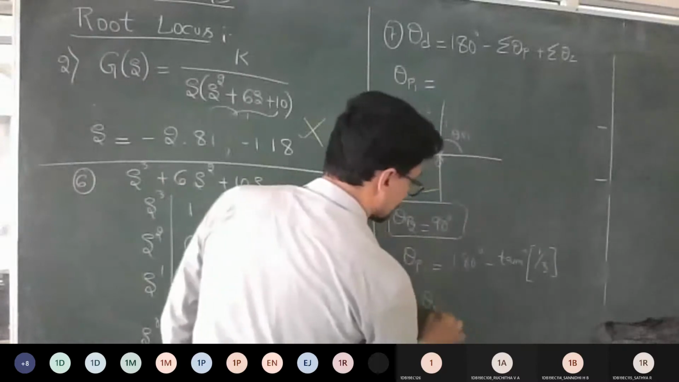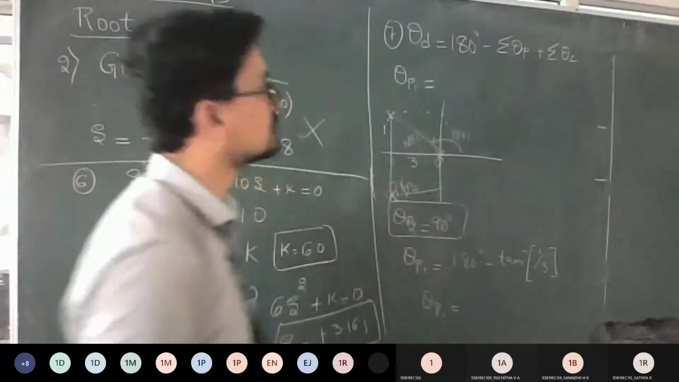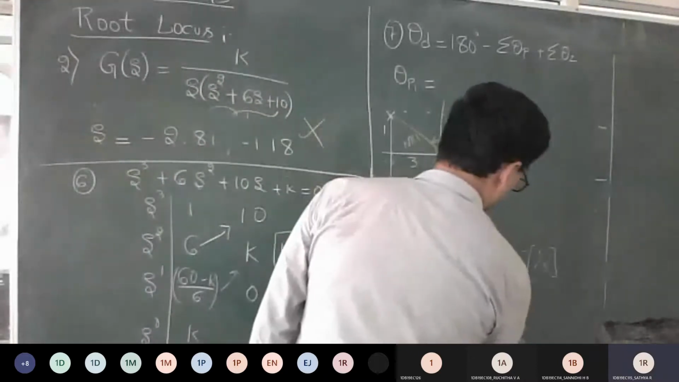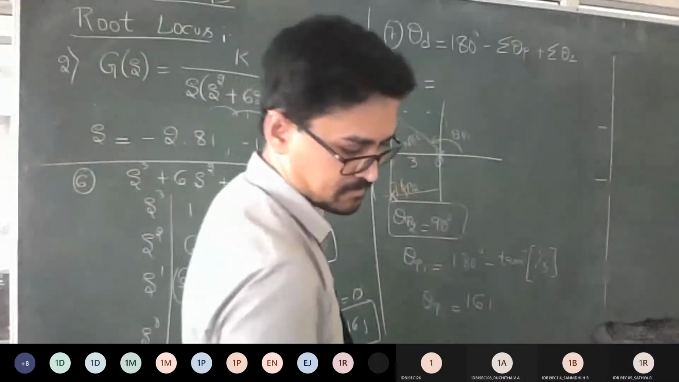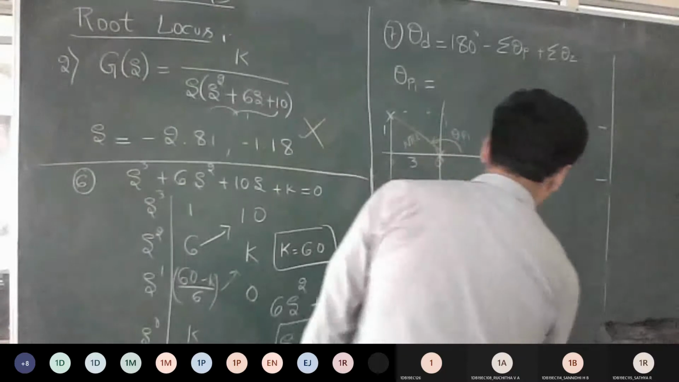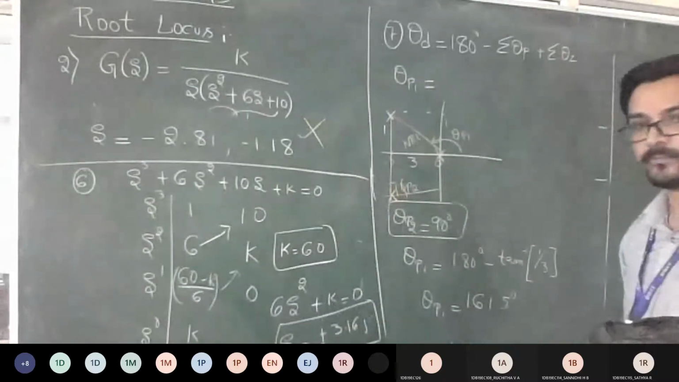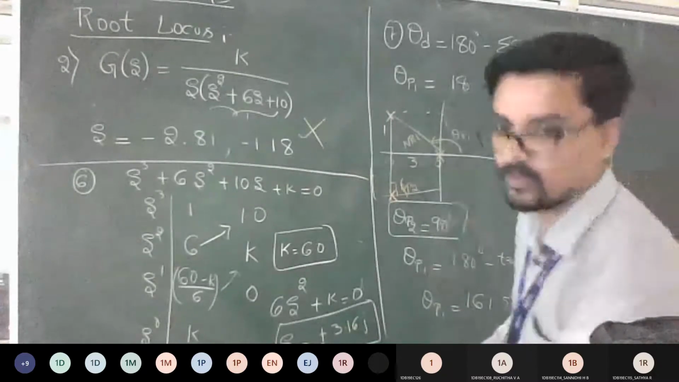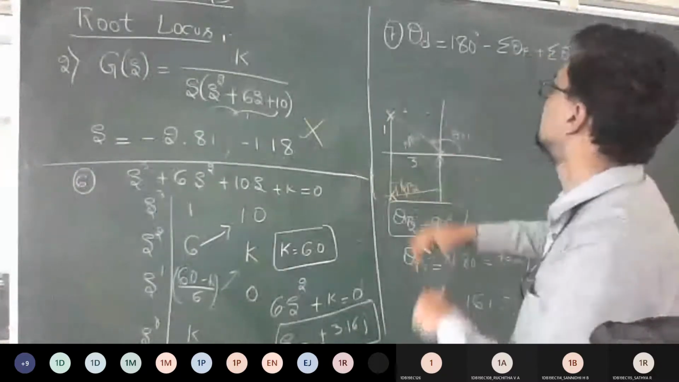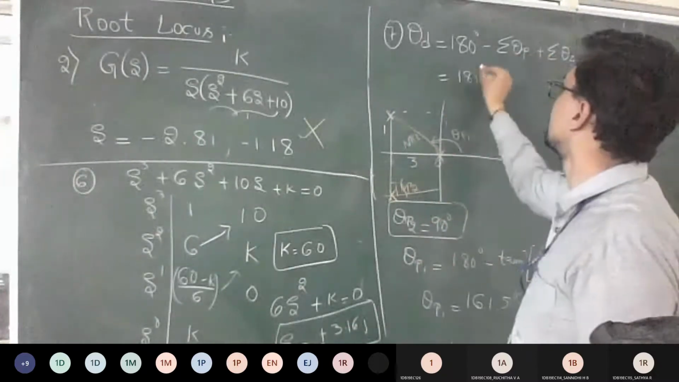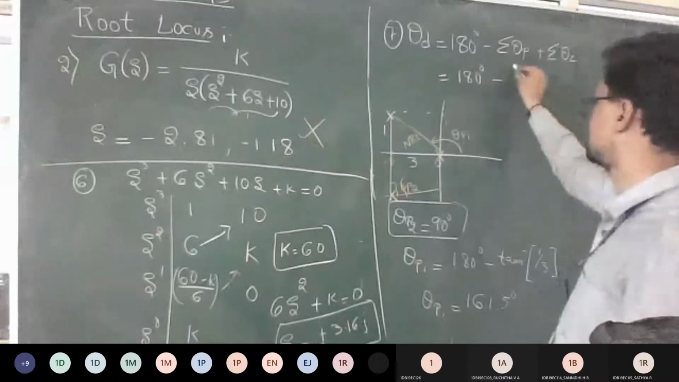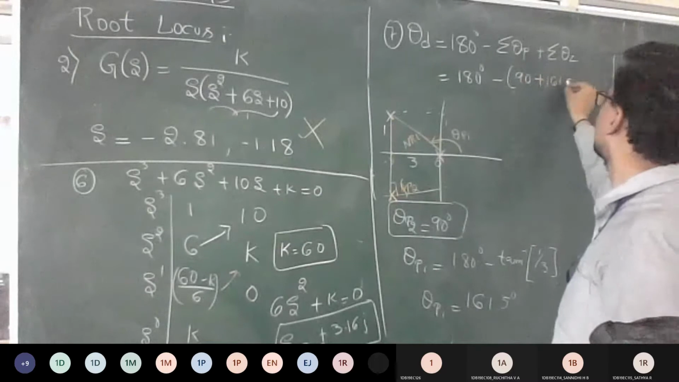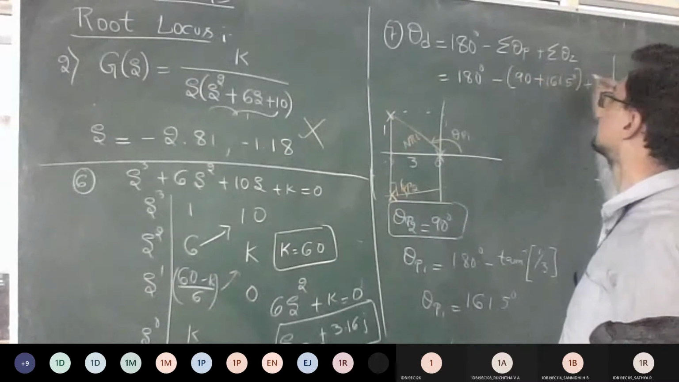So from this, what is the answer? 161.5 degree. Okay. So after knowing theta p1 and theta p2, substitute back here and check out what is your angle of departure. So 180 degree minus summation of these two. Summation of these two means it's 90 plus 161.5. Any zeros are not there.